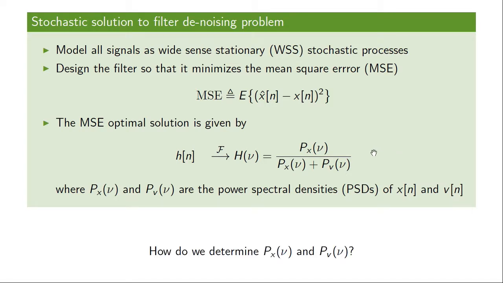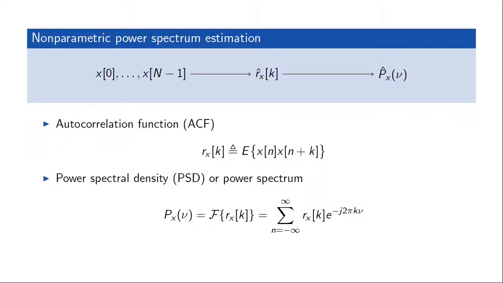So the question now is, how would we obtain in an actual application these power spectral densities, or how would we obtain the power spectral density in general of a stochastic process? Power spectral density estimation comes in two flavors. One is the non-parametric power spectrum estimation methods, and the other are the parametric power spectrum estimation methods.